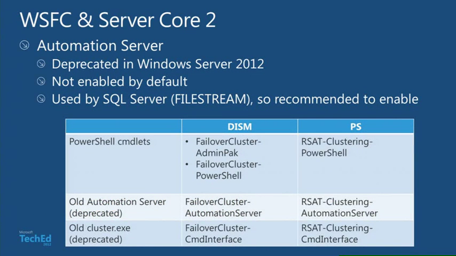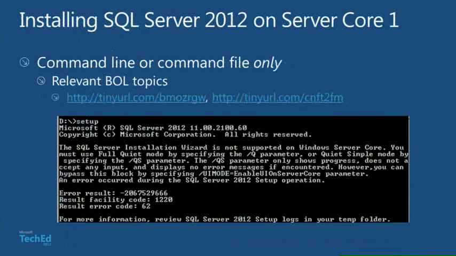Automation server. This is used by FileStream. It's not enabled by default, but you will want to enable it if you use FileStream. It's a Windows feature that you can install. The installation of SQL Server, of course, has to be a command line installation unless you go into GUI mode. I have an installation script I will share with you, and we will talk through it. It's actually not that bad. Well documented in Books Online what you need to do. I think I have maybe 20 command line switches to get a core engine install. It's not bad.